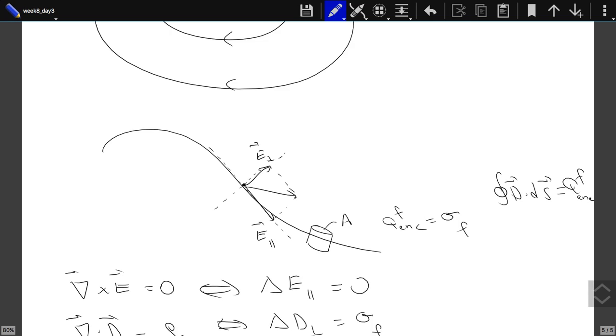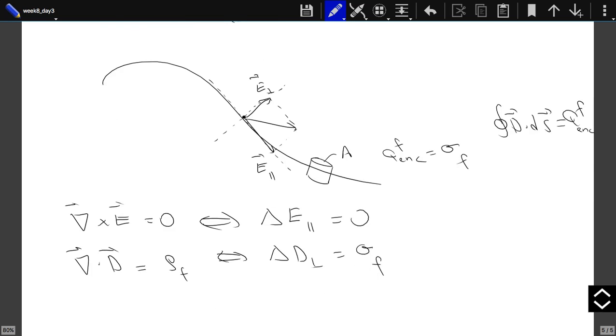ds is perpendicular to the area, so this scalar product just gave me the perpendicular component of this displacement field. And hence, we could conclude, by dividing by the area on both sides, that the perpendicular component of the displacement field across the surface need not be continuous. And then the discontinuity is equal to the free charge density.